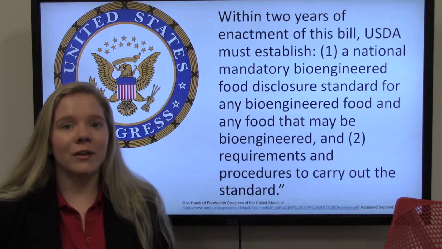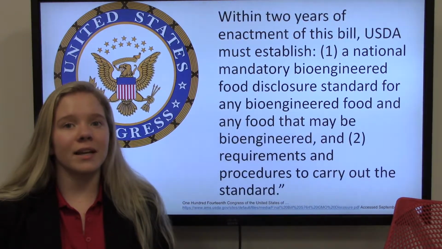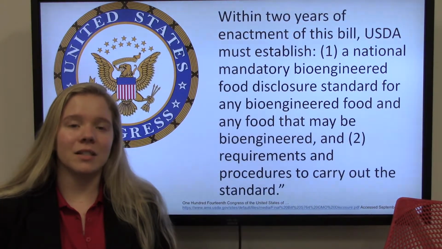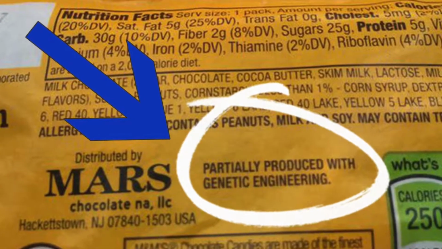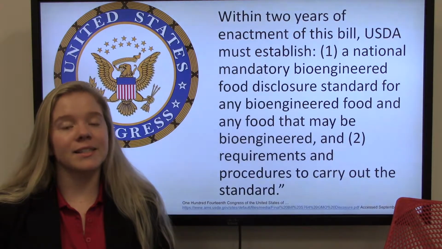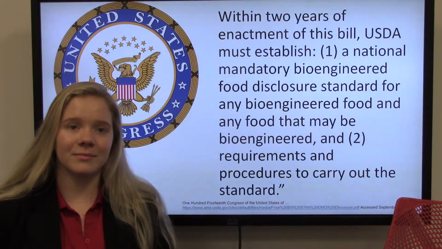However, the National Bioengineered Food Disclosure Standard Act, which Congress passed on July 29, 2016, mandates that by July 29, 2018, the USDA must have implemented standards that require companies to clearly label products that contain GMOs. Now here to walk us through this process is Sarah Nile from the USDA's Agricultural and Marketing Services. Thank you for being here today, Sarah. Thank you for having me.